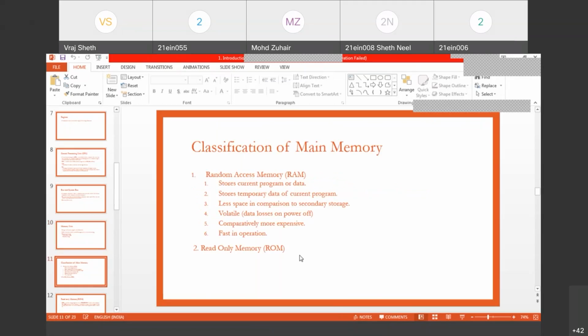So memory can be classified into three: random access memory, RAM, ROM, and another is secondary memory. So random access memory, RAM, stores the current program or data. It stores temporary data of the current program. So whenever you buy a system, now one of the specifications of purchasing any desktop or laptop is how much RAM the system has.